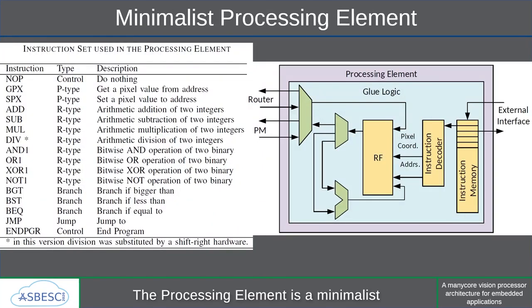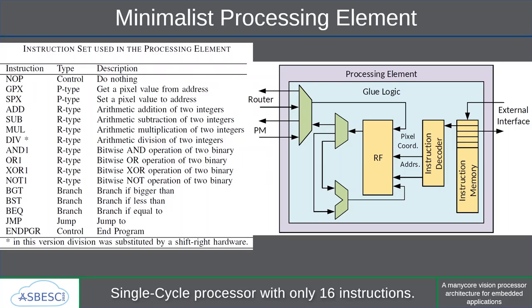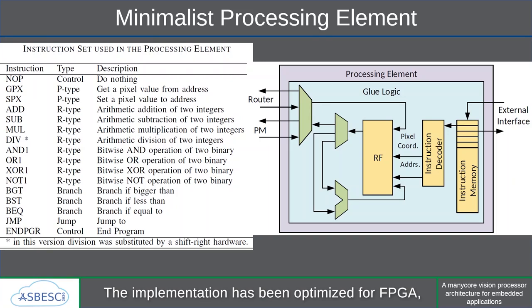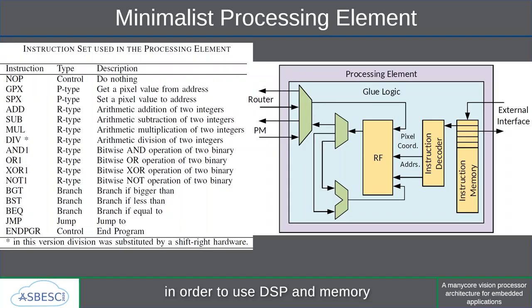The processing element is a minimalist single-cycle processor with only 16 instructions. The current version has only 15 instructions since the division is being emulated in software. We do not have a compiler yet. This means that all the tests were implemented in assembly language. The implementation has been optimized for FPGA in order to use the DSP and memory blocks available in the hardware.